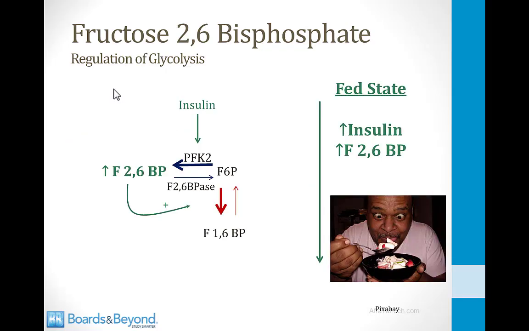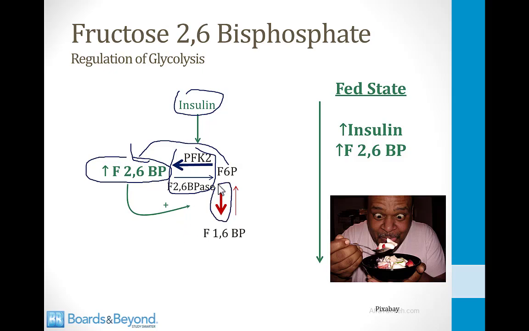Because this second messenger system can be confusing, I'll give you two more slides to hopefully make it very clear and stick in your mind. Insulin leads to dephosphorylation of these two enzymes. This favors the conversion of fructose 6-phosphate to 2,6-bisphosphate and increases the levels of fructose 2,6-bisphosphate. This goes and turns on glycolysis and therefore activates phosphofructokinase 1 so that glycolysis will proceed. You can see this man is eating, his insulin levels are high, and therefore his fructose 2,6-bisphosphate levels are also high.